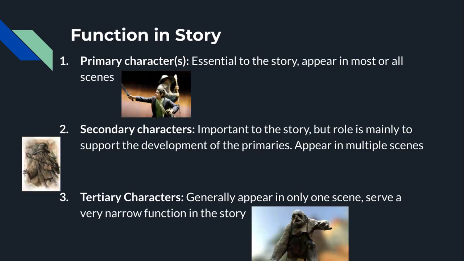Your tertiary characters generally are only going to appear in one scene or one episode or one event, and they serve a very narrow function in the story. So, for instance, in the story of The Hobbit, early on they encounter the 3 trolls. The trolls serve a function only to set up this dangerous event, this test which Bilbo then cleverly overcomes by keeping the trolls talking and arguing and telling stories and so on to delay until the sun comes up, right?